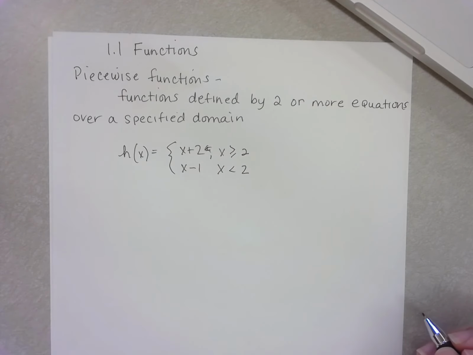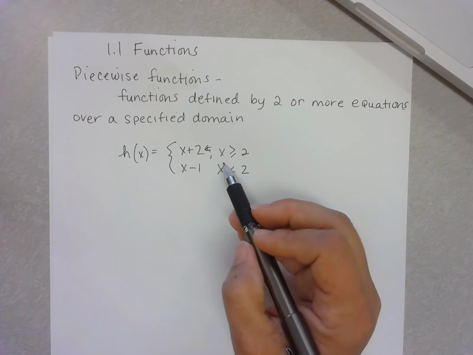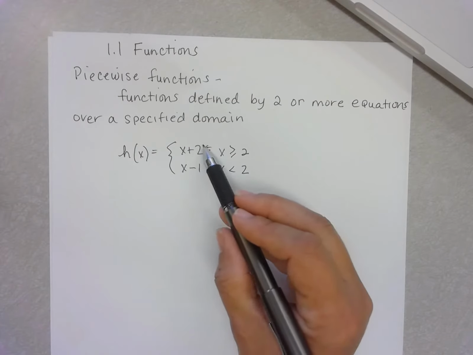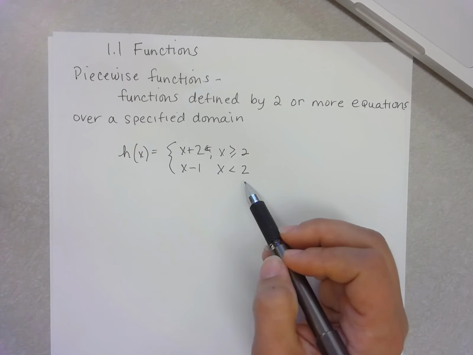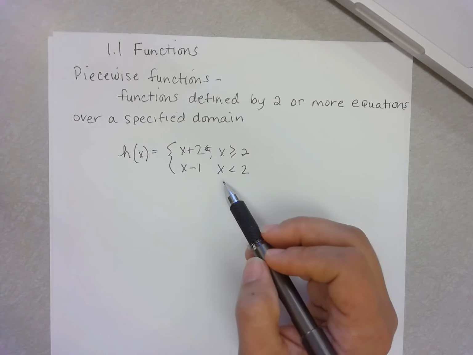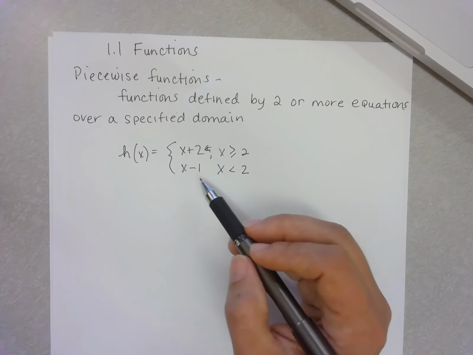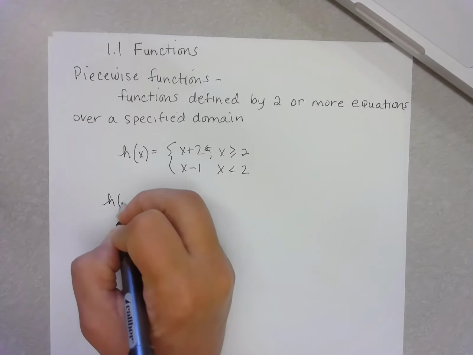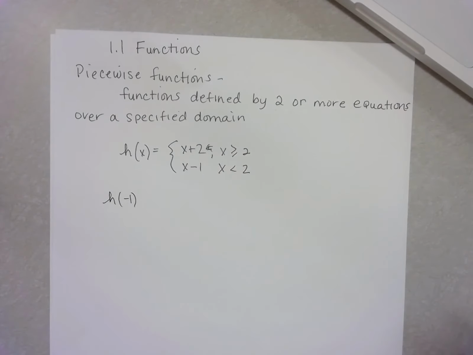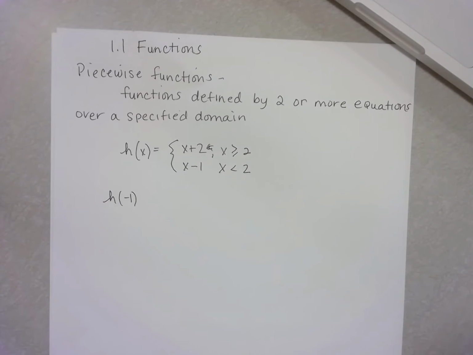This particular function is defined basically two different ways. For all x values greater than 2, this is the way my function behaves. For x less than 2, so anything smaller than 2, like 0, 1, negative 2, my function is going to behave like x minus 1. If I want to evaluate it, remember my functional notation: h of negative 1 means I'm going to take negative 1 and plug it in for x in the function h. H is the name of our function.